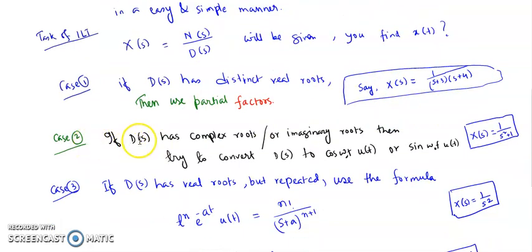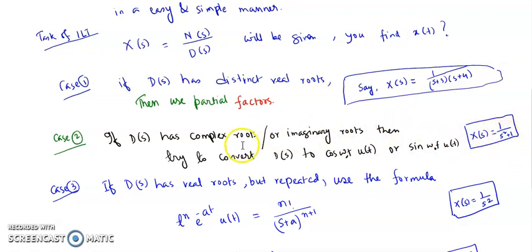Next, in case 2, if D(s) has complex roots or imaginary roots, then try to convert it to cos omega naught t u(t) or sin omega naught t u(t). So in this example, X(s) is equal to 1 by s square plus 1. If D(s) in the denominator is equal to s square plus 1, you can write this as (s plus j) into (s minus j). So its solution will be s is equal to j and minus j. So it has imaginary roots. So this D(s) has imaginary roots.